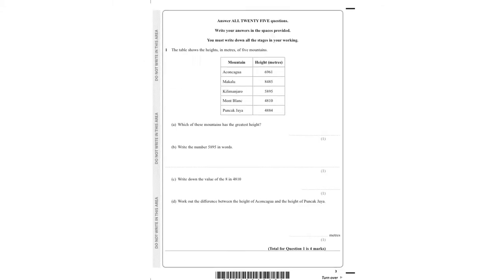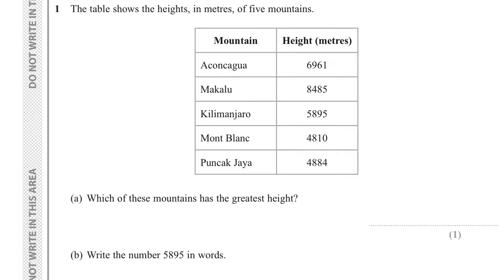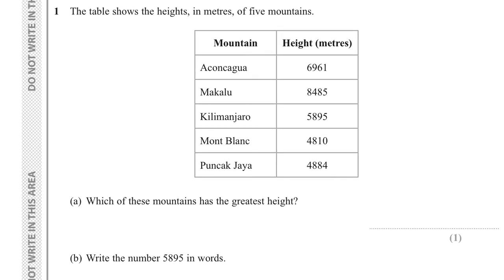Question 1. So, the table shows the heights in meters of 5 mountains. Which of these mountains has the greatest height? So we can see we have 4,000, 4,000, 5,000, 8,000, 6,000. What's the biggest number? 8,000, so it is Kaloo. Now, you can see it asks which mountain. It didn't say how high, so we have to write the word of the mountain, not the actual height.